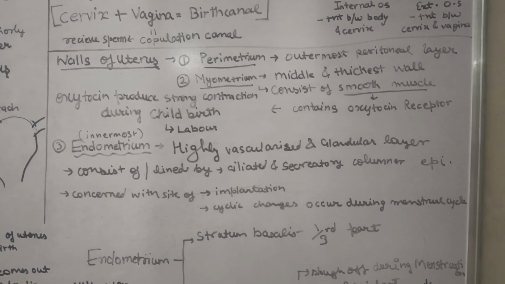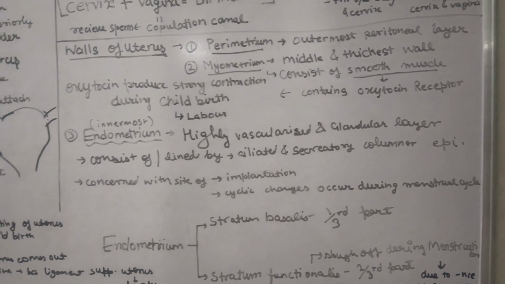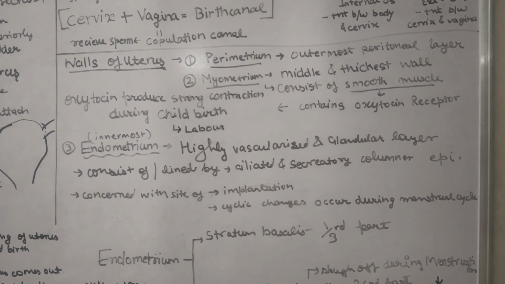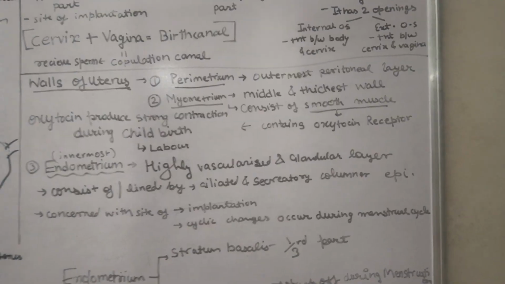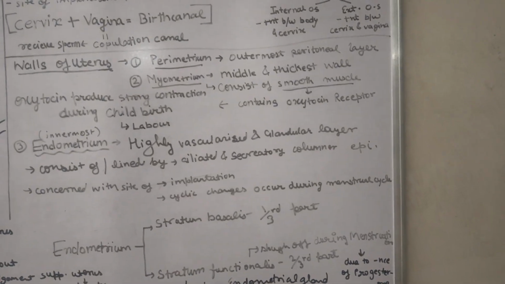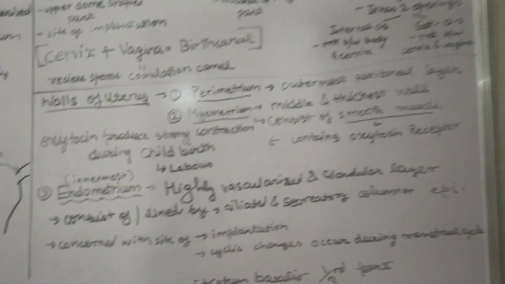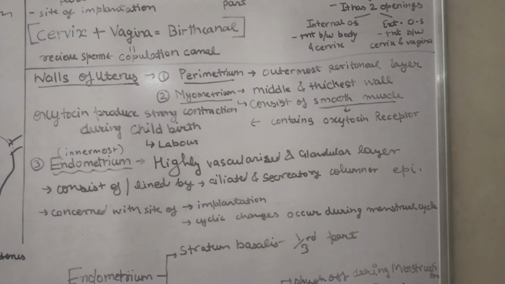Then come the walls of the uterus. First, we have three walls of the uterus: perimetrium, myometrium, endometrium. The perimetrium is the outermost peritoneal layer. Outermost, like it's present here, the outermost. It is made up of peritoneum.